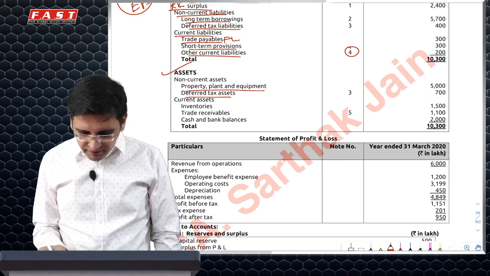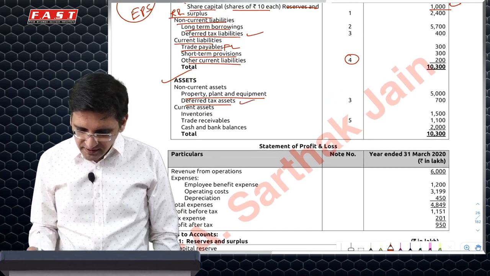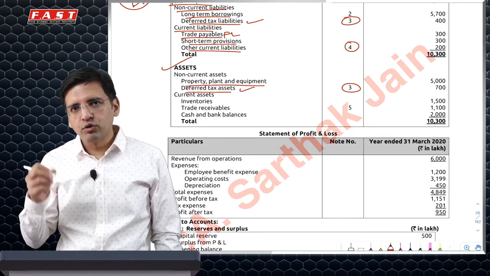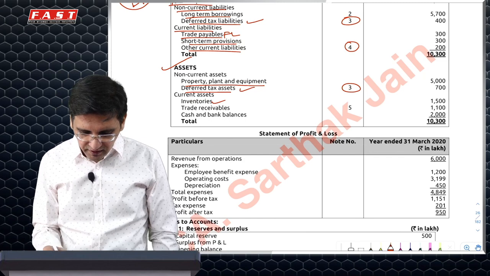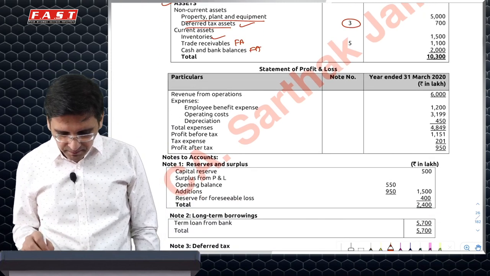Property, plant, equipment, deferred tax asset, non-current asset, that's fine. But then you have deferred tax liability and assets. If they are governed by the same laws, you should net it off and present. You'll have to give a note of these things and then present it. Inventory is okay. Trade receivable will be a part of financial asset. Cash and bank balance part of financial asset.